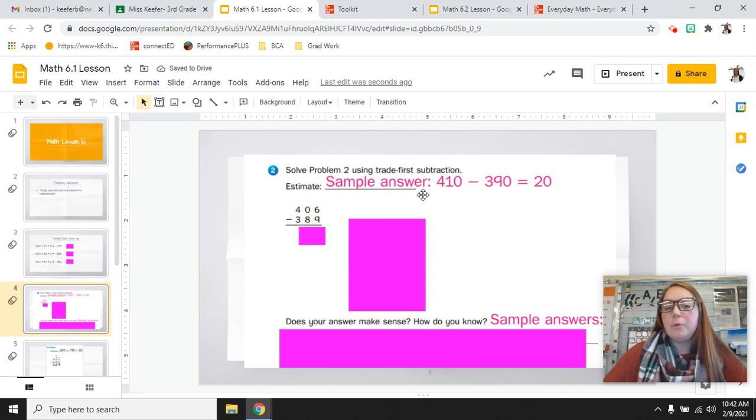All right, so let's look at what we could use for our estimate. We could round 406 up to 410 and 389 up to 390. So 410 minus 390 would equal 20. So we'll keep that in mind as we start to solve our problem. With this one, I'm going to switch over to my digital whiteboard, and I'm going to write out this problem so we can solve it together.